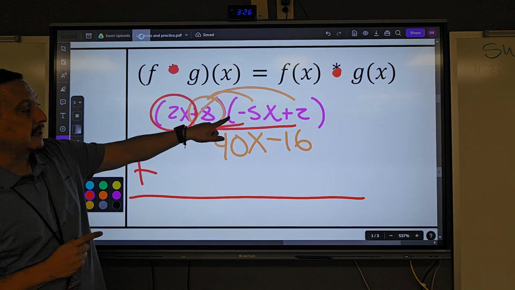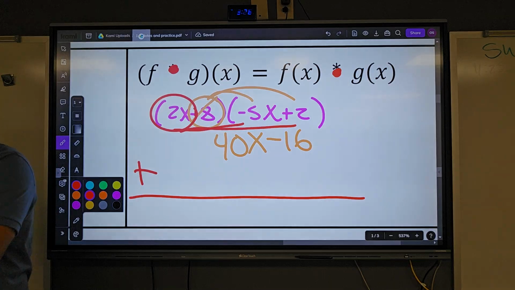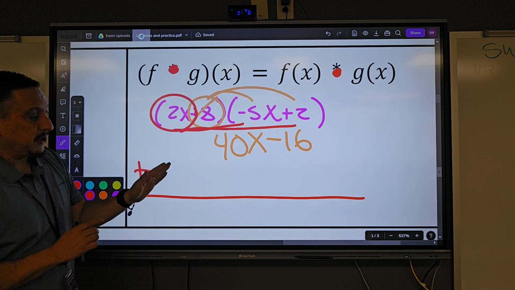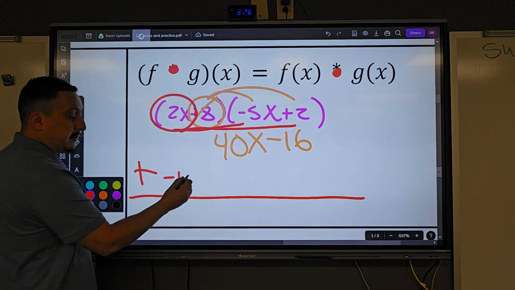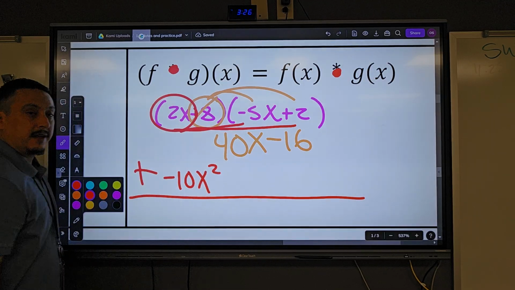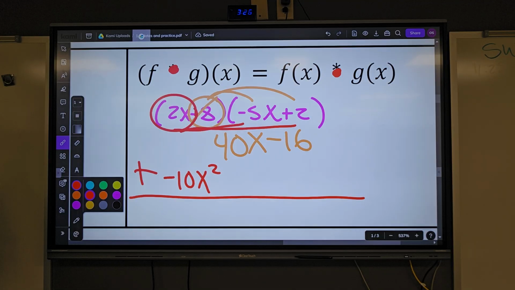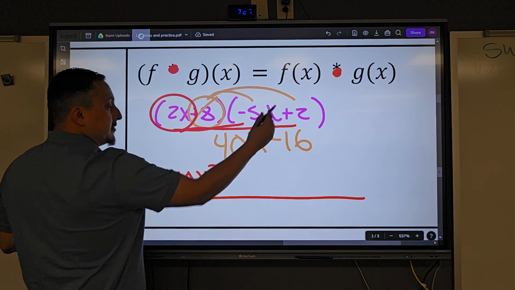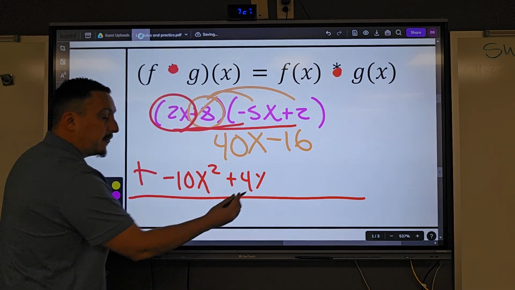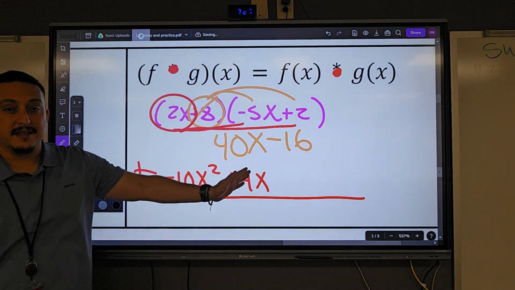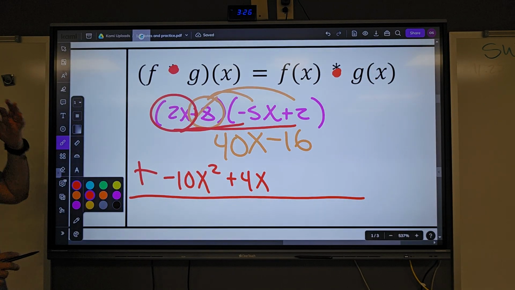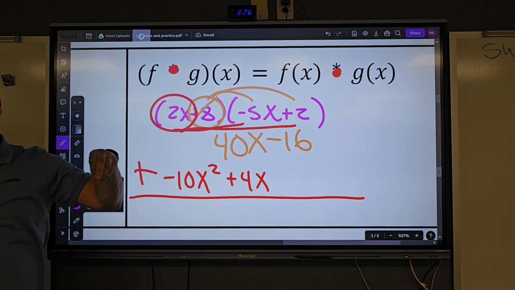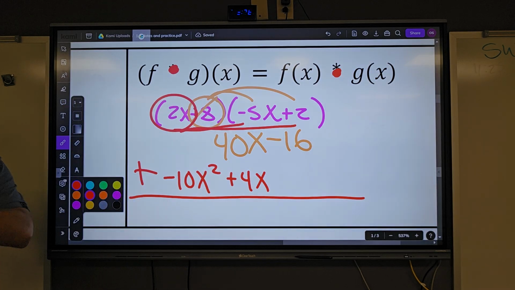What's 2x times negative 5x, guys? Negative 10x squared. Very good, okay, so negative 10x squared. You cannot add x squared with x. So that's why I put it off to the side. Because they don't add together, okay? Now, 2x times 2, that's 4x. 4x does add to 40x, so that's why I lined those up together, okay? So doing that is not a have to, but it'll save you time if you line them up right, okay?